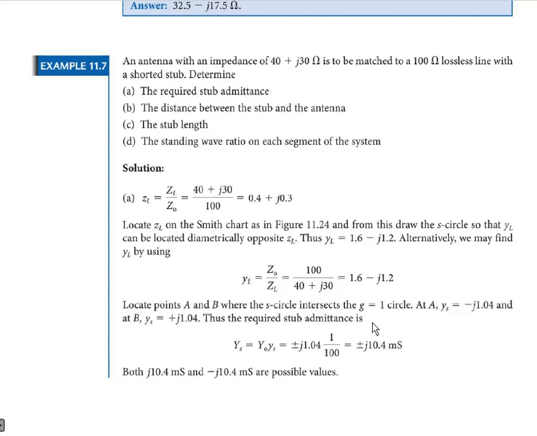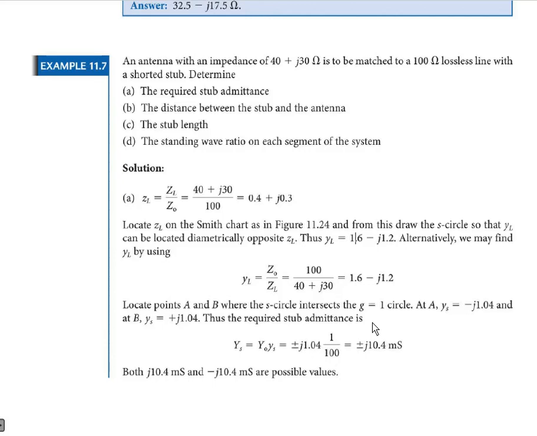In this class, we can see one problem related to stub matching: how we can design a single stub using the Smith chart. So first, we need to recall the steps behind this design. First, we need to find the normalized impedance that we did previously.